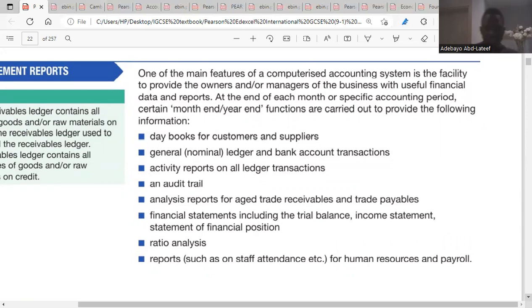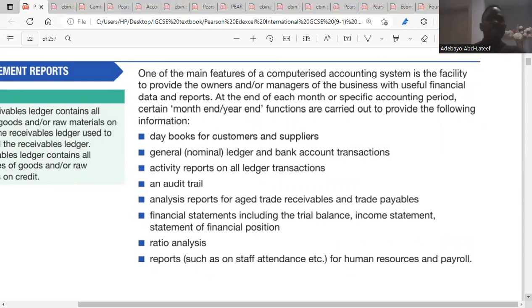An audit trail. When I talk about audit trail, this is a step-by-step record by which accounting, trade details, and other financial data can be traced to their source. When I talk about audit, it means you want to check. You are checking the accuracy of all information that has been given to you as a business. So how do you check it? You check it through the source.